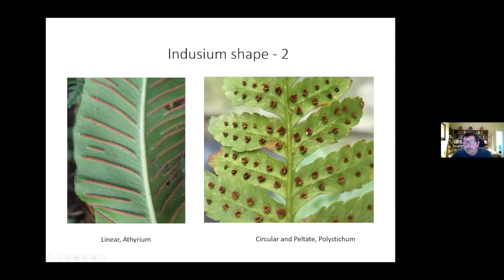Or they can be circular and peltate. Now these are circular, and they're attached in the middle. And when they release their spores, they come up a little bit like an upside down umbrella, or an umbrella that's blown out during the wind. So if you've been out in a gale and you've got an umbrella that's blown out, then they'll look like this. So they're attached in the middle. I think you can see here these little dots, and there's a circular top. Okay.